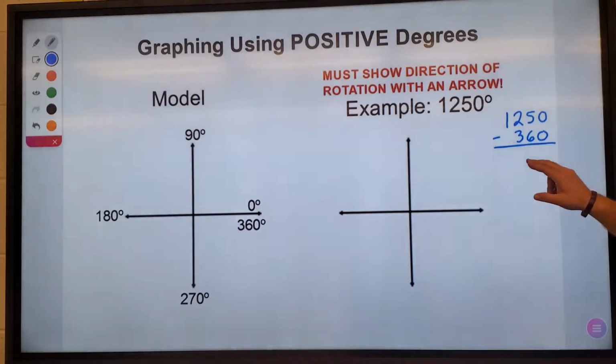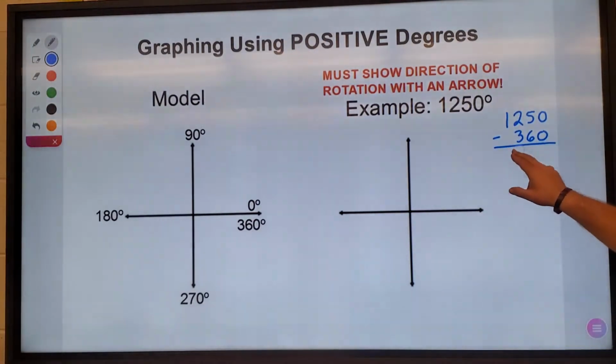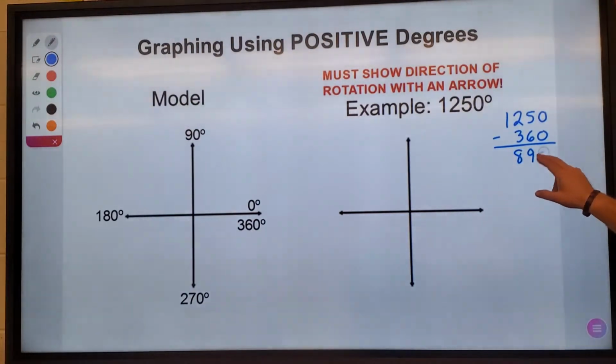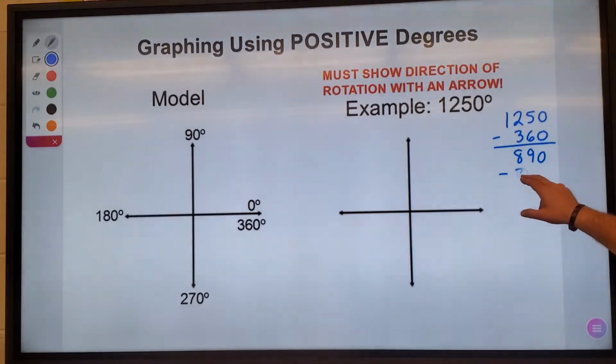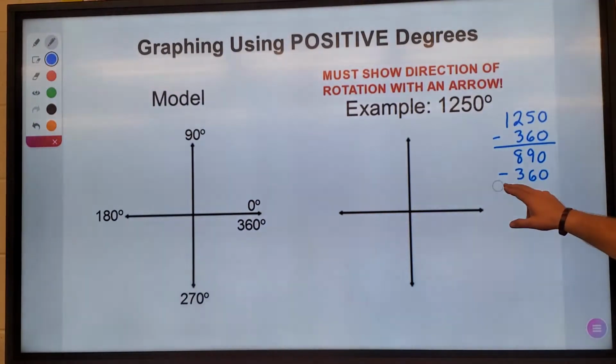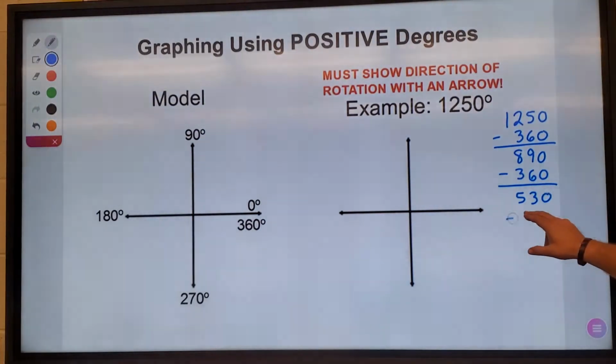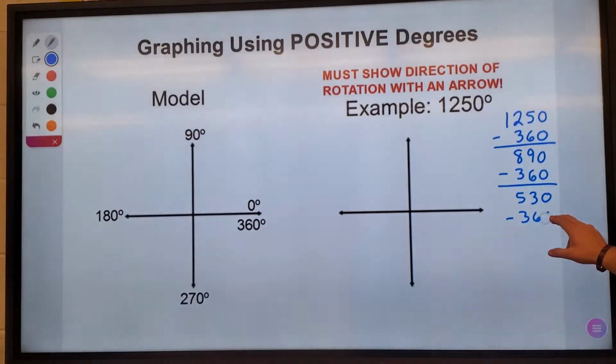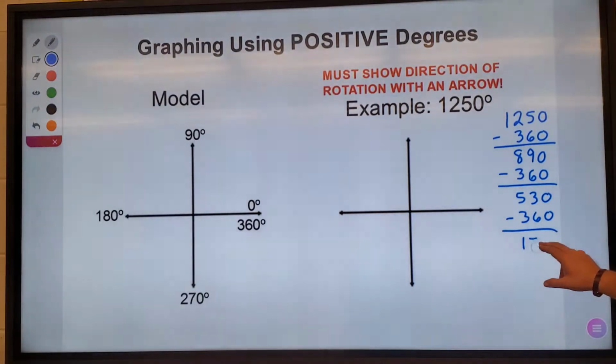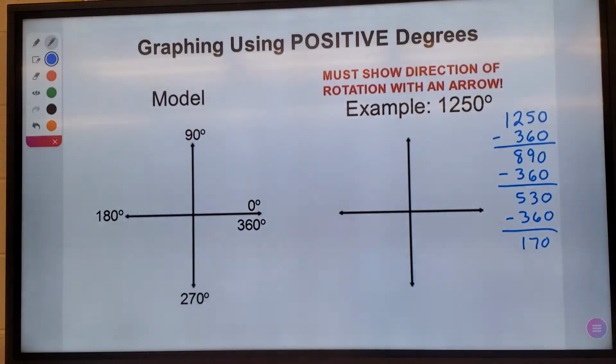Okay, if I subtract 360, I get 890 degrees. If I subtract 360 again, I get now 530 degrees. And if I subtract 360 again, I get 170 degrees. Okay, this is what I'm looking for.